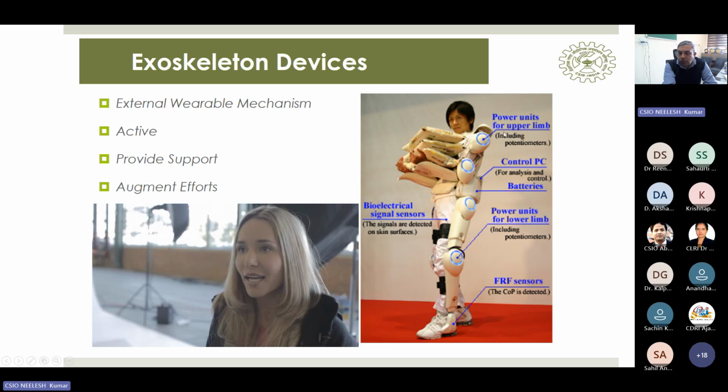Because it's a full body suit, you'll have some sensors for the upper limb and some sensors for the lower limb also. And there are some other sensors called EMG sensors, electromyograph sensors, which are bioelectrical sensors that sense whether the subject is getting fatigued or not. So again, this is another advanced application where sensors can be attached to the patient's body, because they are surface sensors.